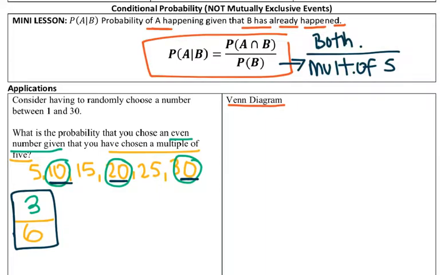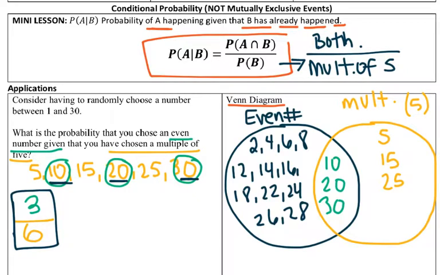And let's take a look at the Venn diagram. What would this look like? Well, our Venn diagram will look something like this. We have all of our even numbers in the black circle. We have all the multiples of 5 in the yellow circle. And we'll have the overlap in green.